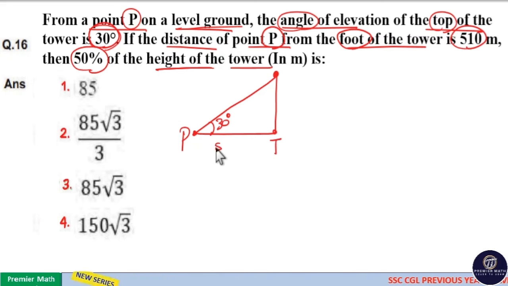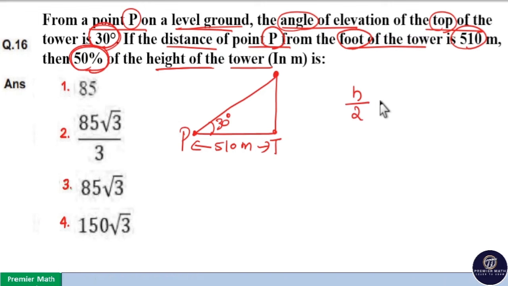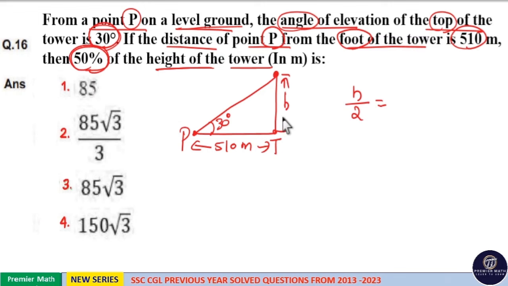So, this distance is equal to 510 meter. Now, we need to find out 50% of the height. 50% of the height means h by 2. Consider this as height of the tower h. Now, we need to find out what is h by 2.